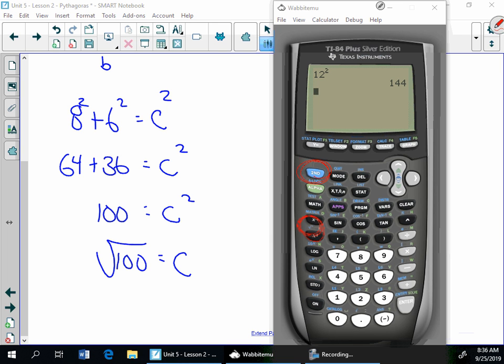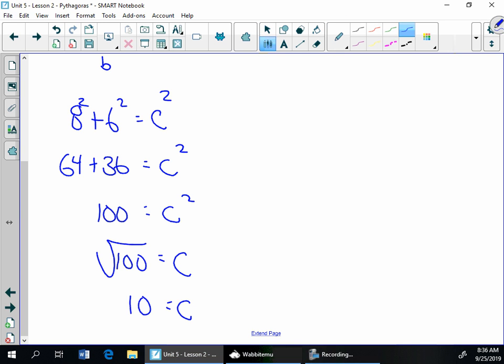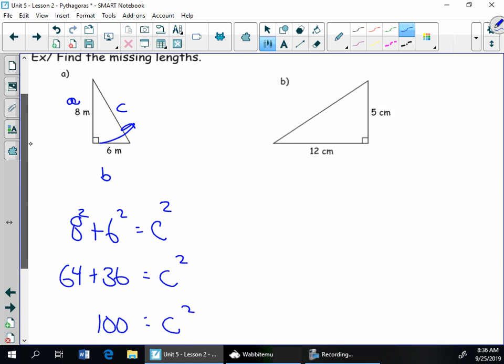Okay, so I'll show you how that works. We're going to press the second button up in the top corner, and then the one that looks like a square root. Put our number underneath. The square root of 100 is 10. There's our value for C. That's how long the hypotenuse is, the longest side.